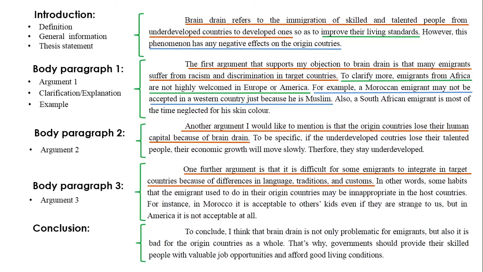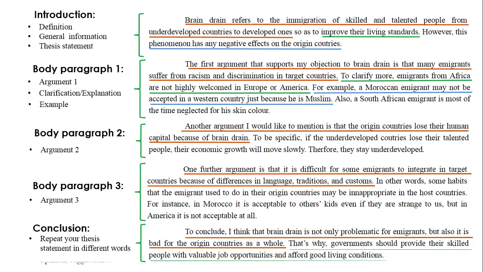Then the conclusion. The conclusion consists of what? It consists of a repetition. You can repeat your thesis statement. In other words, you can restate your thesis statement. To conclude, I think that brain drain is not only problematic for immigrants, but also it is bad for the origin countries as a whole. That's why governments should provide their skilled people with valuable job opportunities and afford good living standards. This is opinion and suggestion.